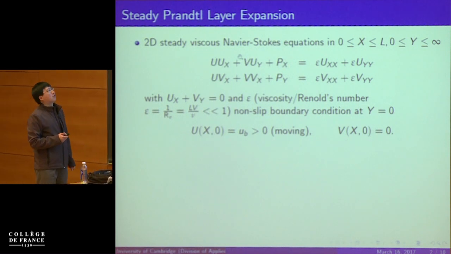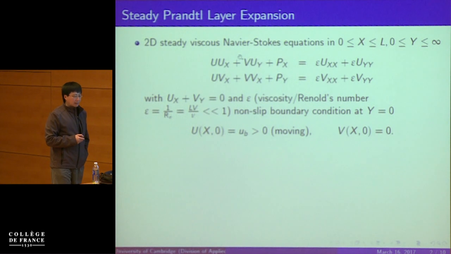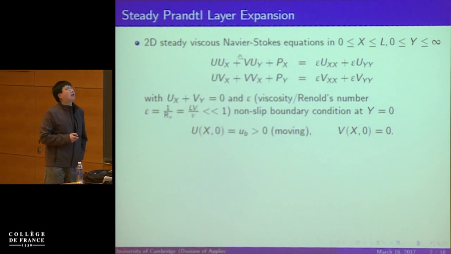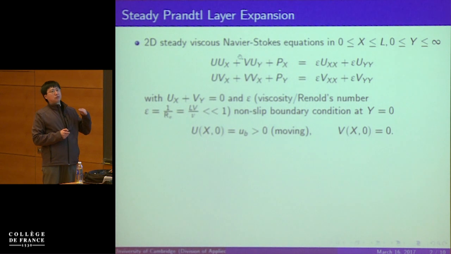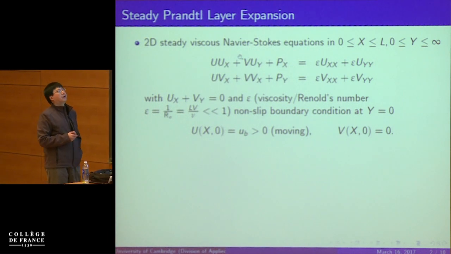Of course, in general, you need to have boundary conditions in all physical situations. One of the classical boundary conditions for a real fluid is the so-called non-slip boundary condition. The meaning of a non-slip boundary condition is that the velocity of the fluid at the boundary should be exactly the same as the velocity of your boundary. So this is the meaning of the non-slip boundary condition.